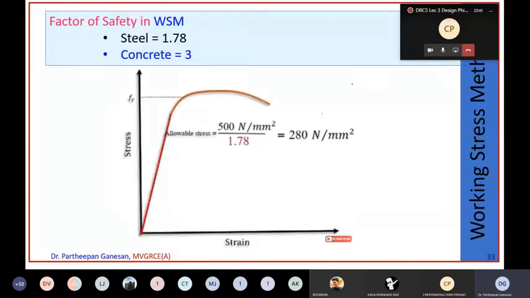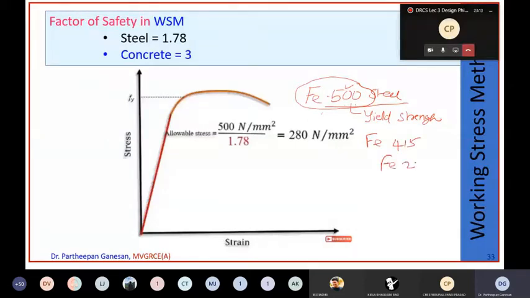Now here let us say you take Fe 500 steel. Remember, we will discuss this in a while. What is this 500? Whenever you call a steel, you call it with a particular grade. This grade is called Fe 500 steel. 500 is the yield strength of steel. When I say Fe 500, that number denotes the yield strength or characteristic strength of steel. Similarly, you have Fe 415, and similarly Fe 250 steel. These are the yield or characteristic strengths of steel.